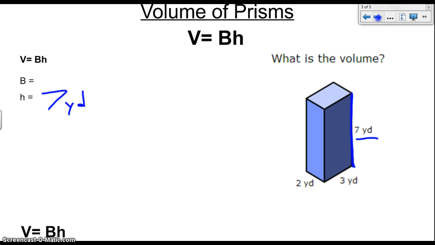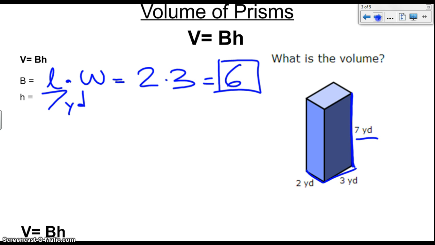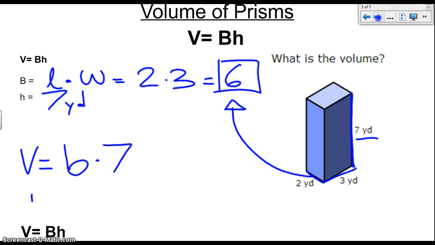And now to find B, it's the same as it's always been. You're finding the area of the base object. And right here, you can see it's a rectangle. If you look at the bottom of it, it's just going to be area equals length times width, which we know is just going to simply be 3 times 2, or 2 times 3, and that'll give you 6. And so now we have our B and we have our H. And so all we need to do is rewrite the formula. So volume equals BH, which will end up being 6 times 7, which will give us 42.